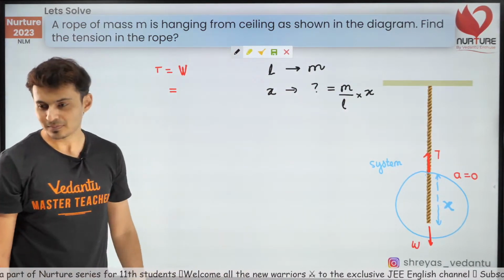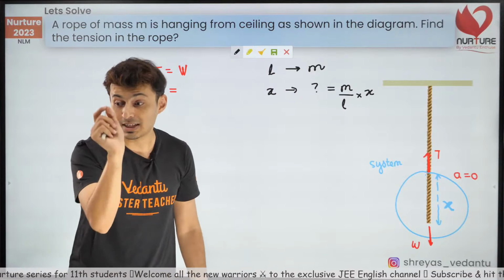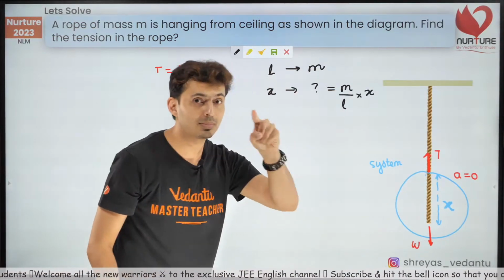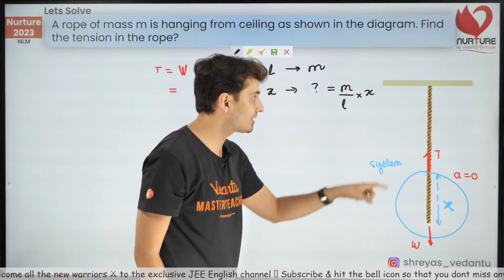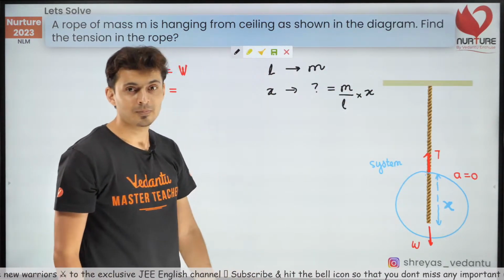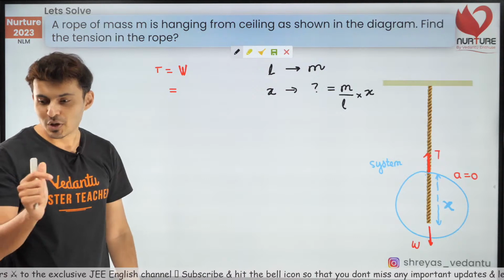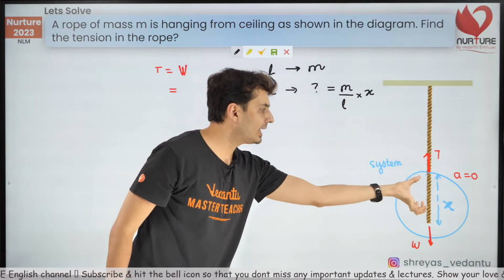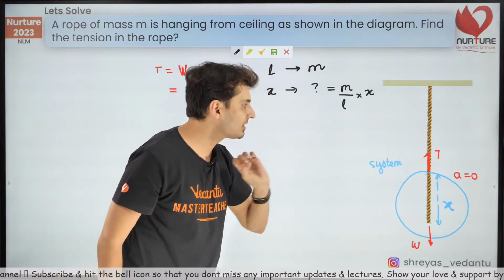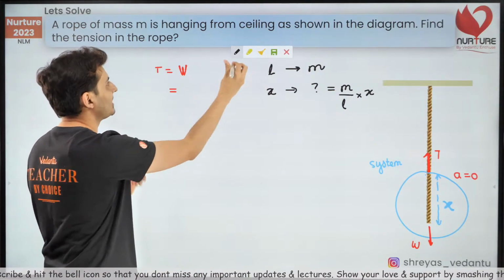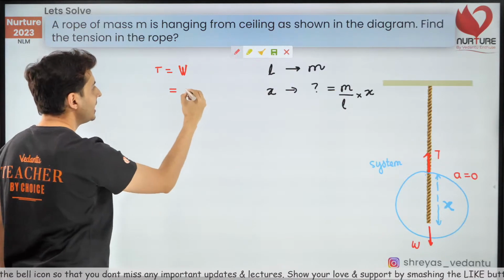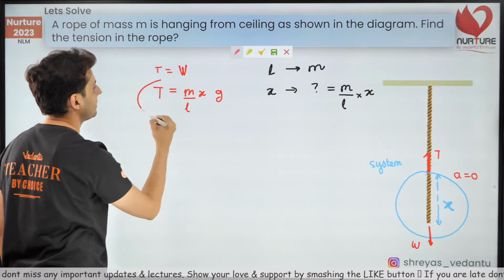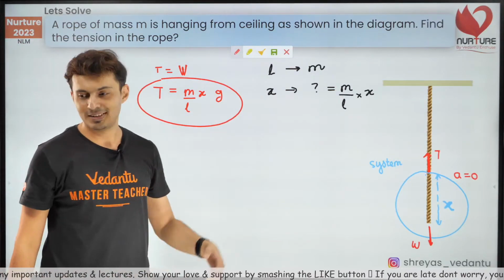Is that true? Yes. Weight is mg, but that m is the mass of this part. This is my system. Understand, this is my system. This is not my entire system. That's the catch. Mass per unit length into the length will give you only the mass of this much part. Now you use this. The weight will be m by L x into g, and that is my answer.